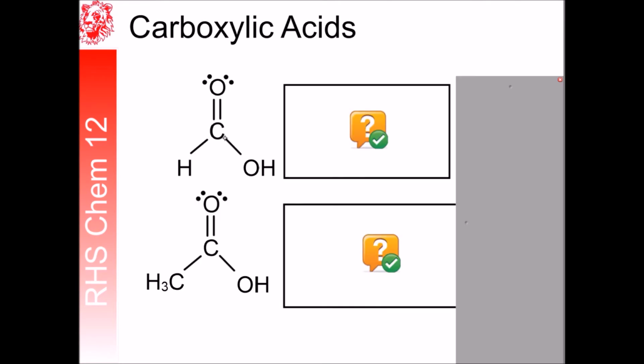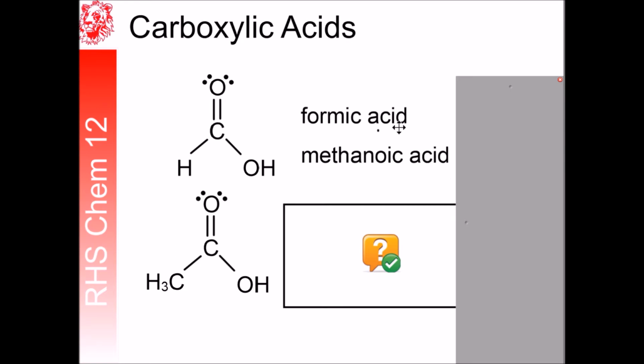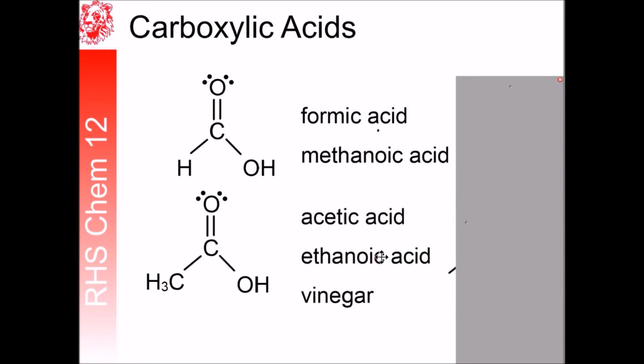Our simplest carboxylic acid is this one with one carbon, C double bonded to an O with an OH. And that's going to be called methanoic acid. We know it more as formic acid. Our next one is a 2-carbon carboxylic acid, and so it's going to be ethanoic acid, but you would probably know it better as acetic acid or vinegar.